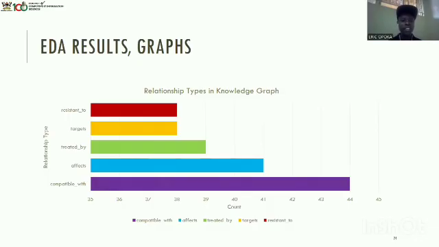These are the 5 relationship types we use: a particular leaf is compatible with a particular pesticide, a particular pest affects a particular leaf, a particular pest is treated by a particular pesticide, a pesticide targets a pest, and a pest is resistant to a pesticide. So those are the relationship types we use in our knowledge graph, and that's the count against each relationship type in the graph which we came up with.